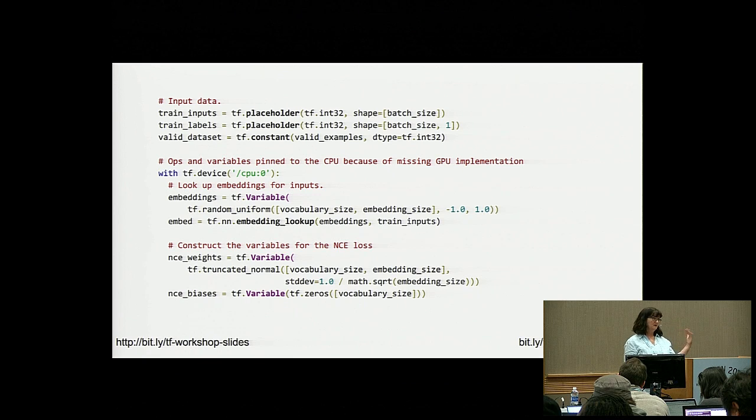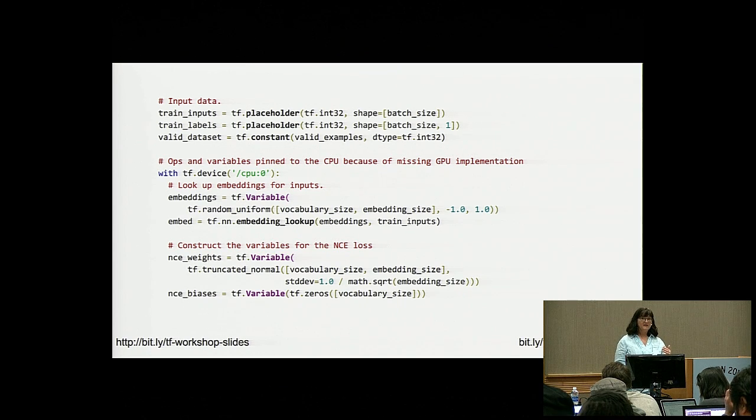So we pick a set of words and we stick to it. Okay. And here again, we're pinning to the CPU. This is actually required here because I believe it's the embedding lookup op that doesn't work with GPUs. So it's saying do this part of the graph using CPUs.